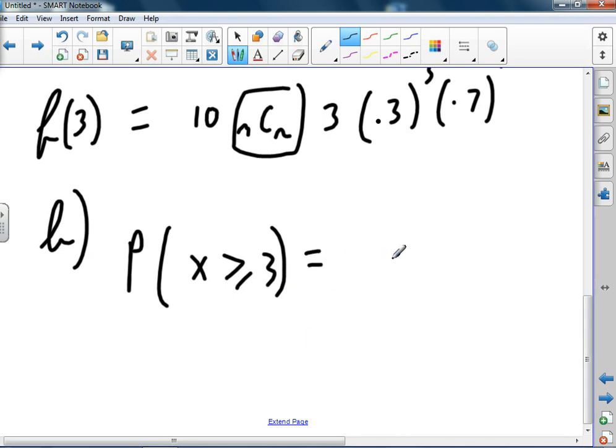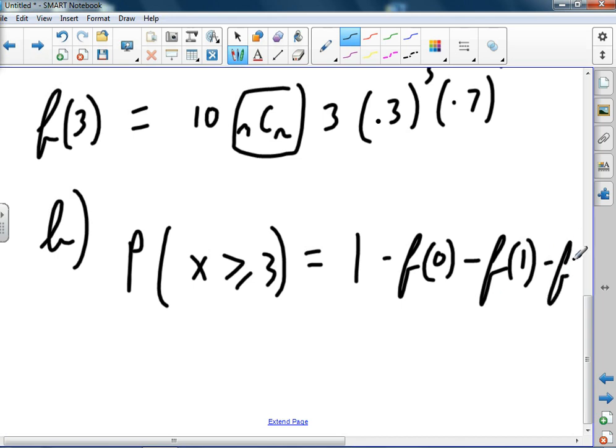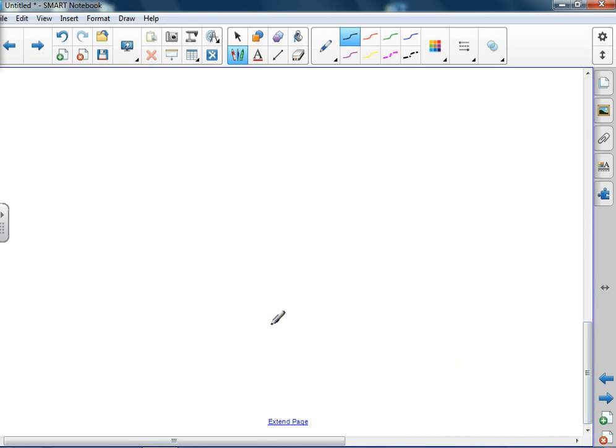Okay, so that's going to be 1 minus the probability of having 0 minus the probability of having 1 minus the probability of having 3. So that means we're going to have to calculate f of 0. F of 0. Can you go back to that first page?